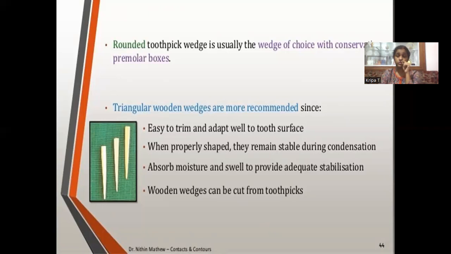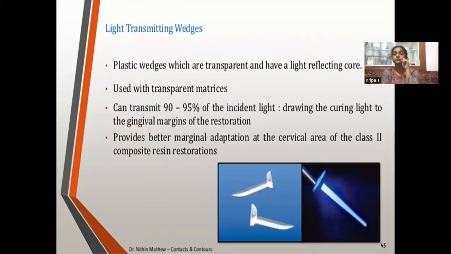They absorb moisture and swell for proper adaptation and stabilization. They are much more stable against condensation pressure of amalgam. All these are the advantages. Light transmitting wedges are plastic ones which are transparent, with a light reflecting core, to be used along with transparent matrices to restore light tooth colored restorations. They will transmit 90 to 95% of incident light towards the gingival margin, thus providing better adaptation at the cervical area in a class 2 composite.